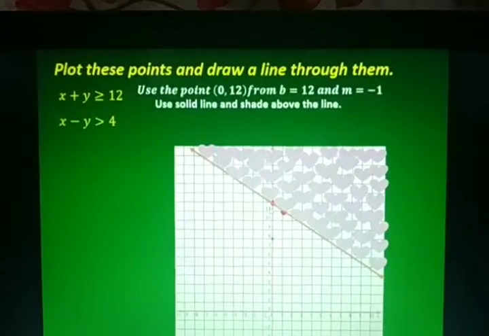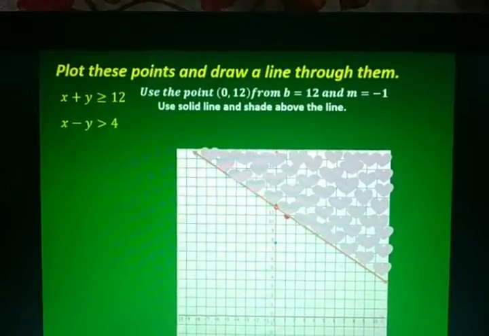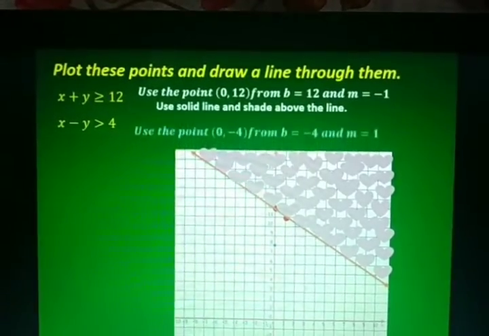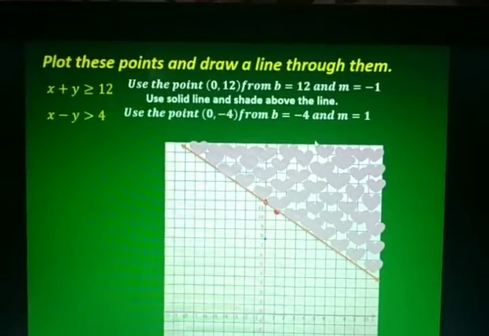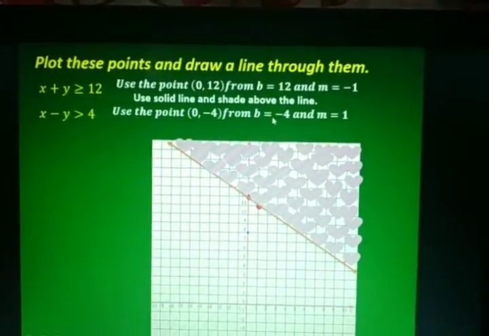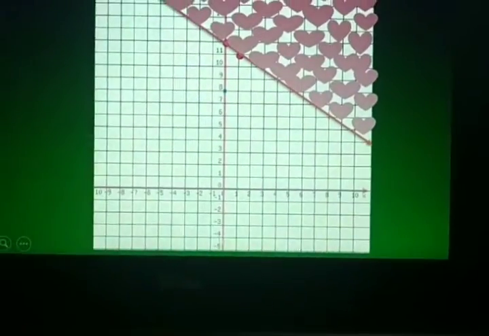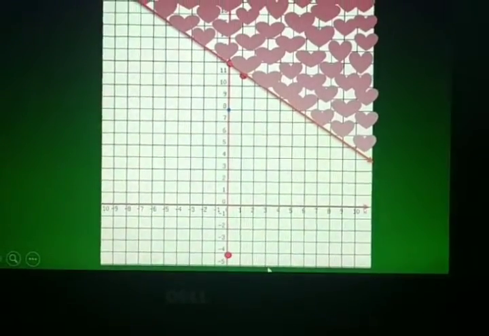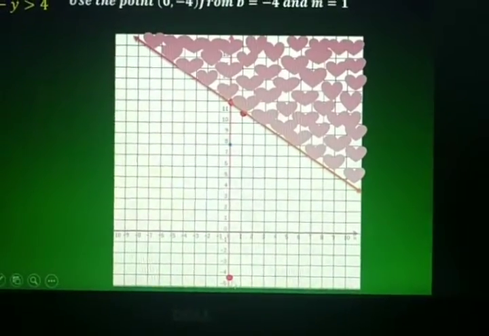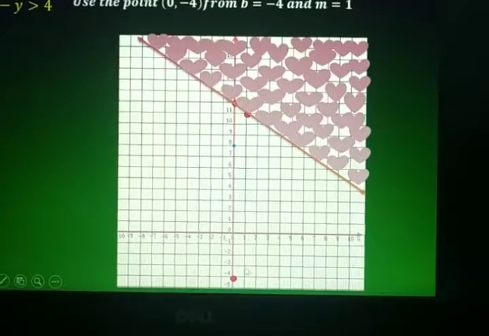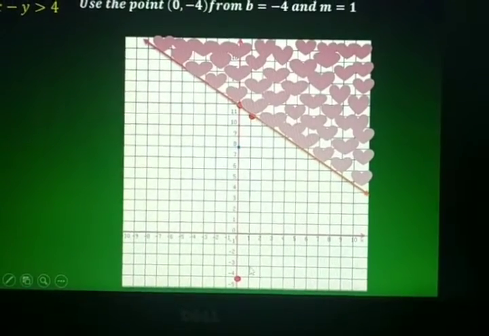Let's have our second linear inequality. x minus y is greater than 4. And so, let's use the point 0, negative 4 from our y-intercept negative 4 and slope 1. Okay, 0, negative 4. It should be here. Point. There. And then our slope is 1. So, 1 over 1, go up 1, and then 1 to the right. So the point must be here.